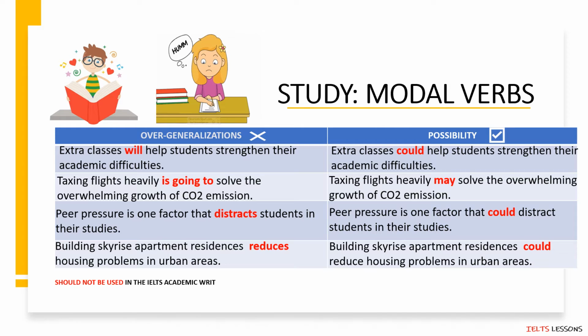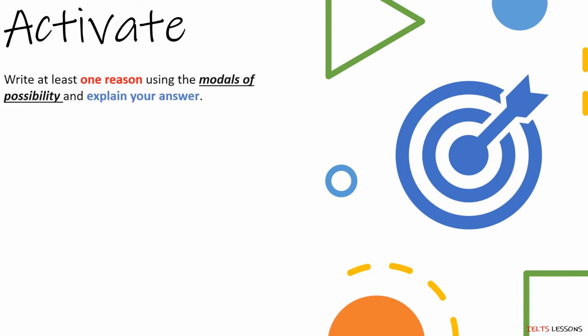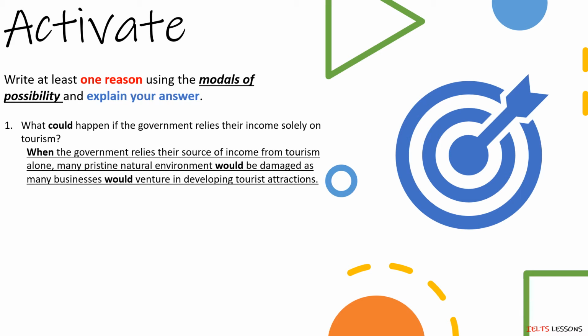Okay, so again, we should not use overgeneralization in either speaking or writing unless these statements are proven true. Okay, so in the next area we have to move on to activate. Now I'm sure that you've understood this exercise.